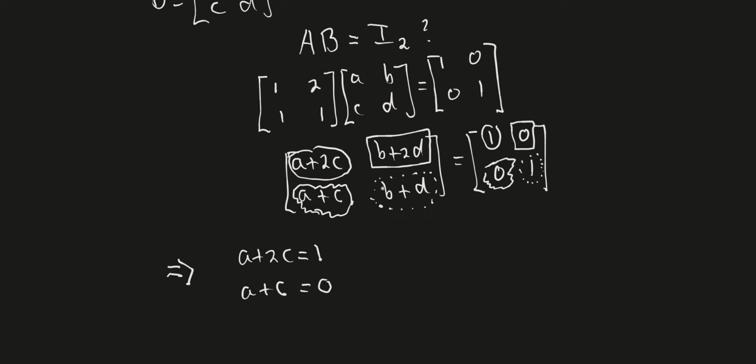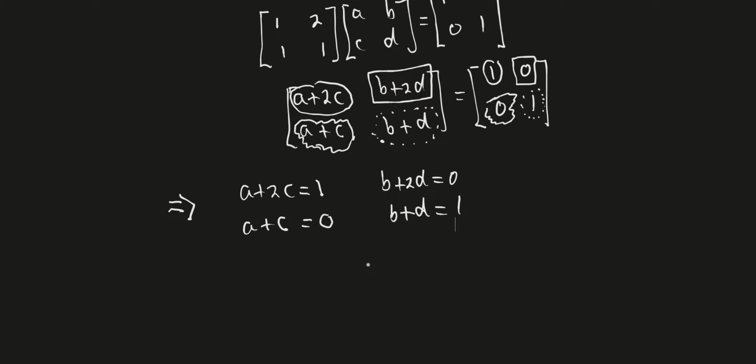And then look at what happens when I take the entries in the second column. I have, again, 2 equations, 2 unknowns. B plus 2D is equal to 0, and B plus D is equal to 1. Now, these are not difficult to solve. In no way am I going to pretend that these are difficult to solve. But what's really interesting is this.